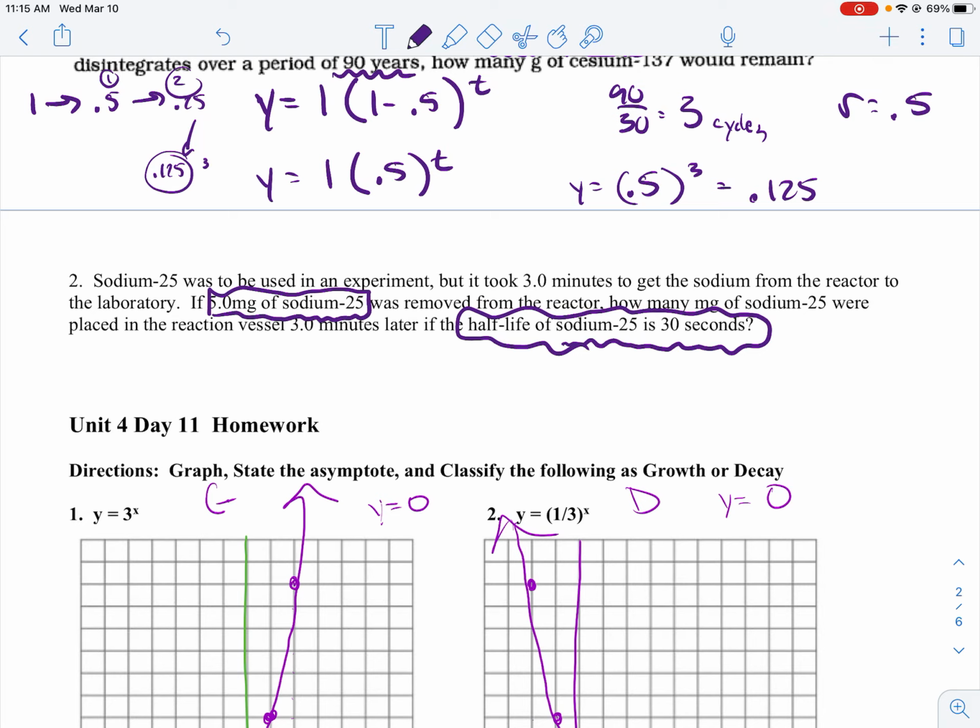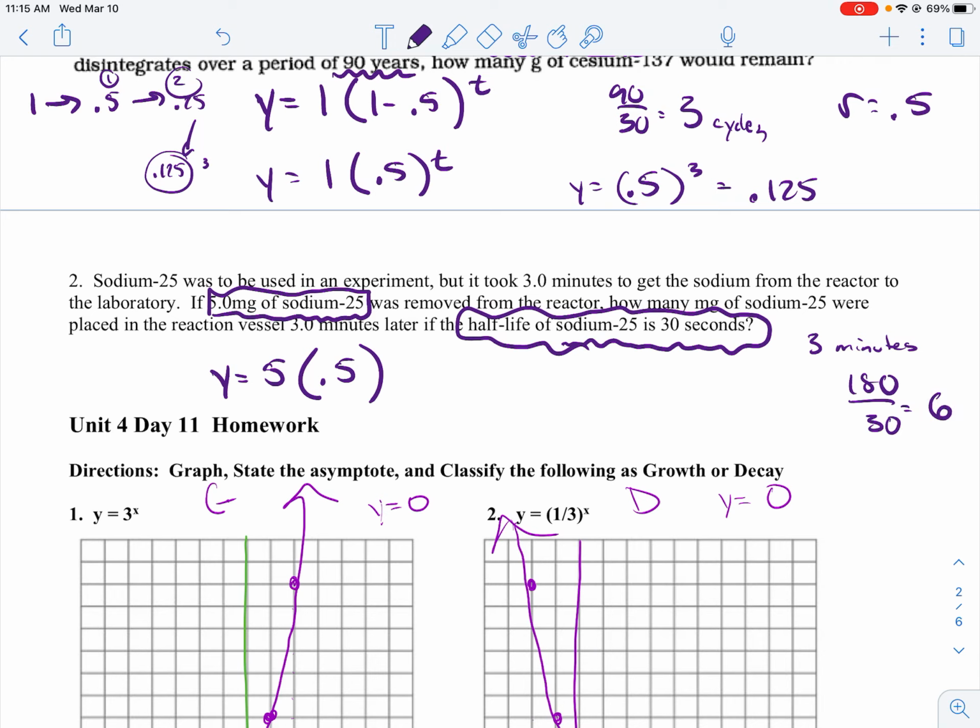Okay, so again, another half-life problem. Right, so y is equal to, our initial amount is 5. We're losing half of our sodium after each cycle, so 0.5 is what is remaining. And so we want to know how many cycles that is, right? So 3 minutes is equal to how many seconds? Well, that's 180. So we're going to go 180 divided by 30, which will give me 6 cycles.